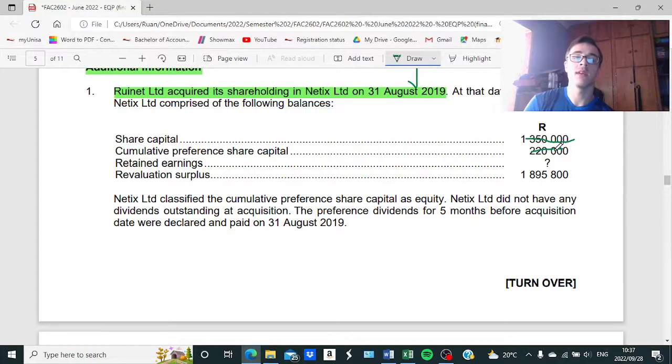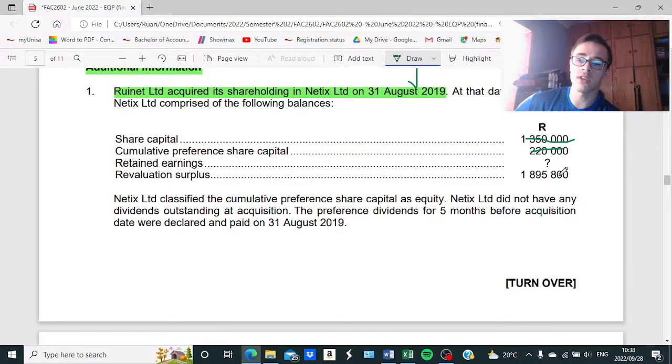Remember, since the group itself was formed in the current financial year, we need to calculate the retained earnings balance at acquisition by taking the pre-acquisition profit into account. In this question, there will also be preference dividends for the pre-acquisition period that we need to consider in calculating the retained earnings balance at the date of acquisition, which is why they have inserted a question mark right there.